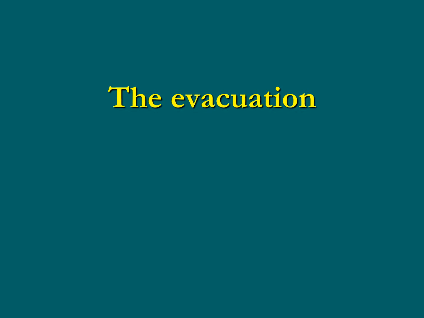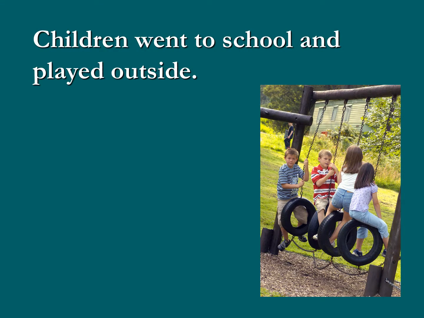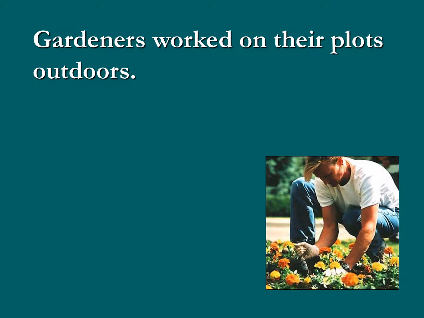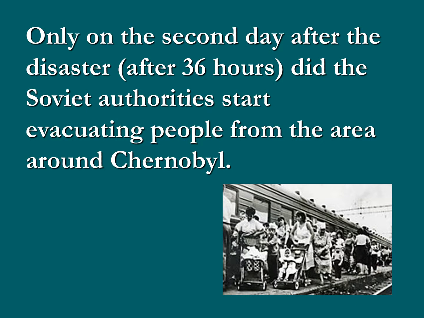The evacuation. The morning after the explosion, there was no hint of disaster. Children went to school and were playing outside. Gardeners worked in their plots outdoors. Even weddings took place that Saturday night. It wasn't until the second day after the disaster, 36 hours, did the Soviet authorities start evacuating people from the area around Chernobyl.